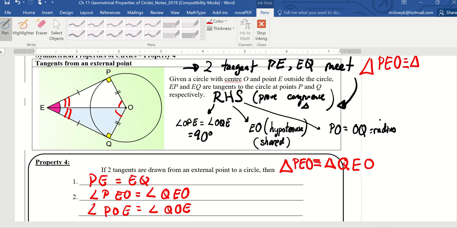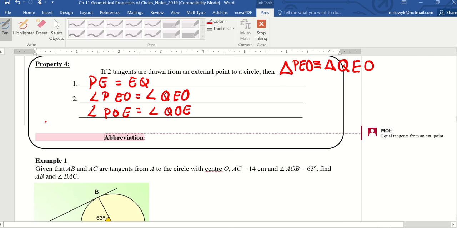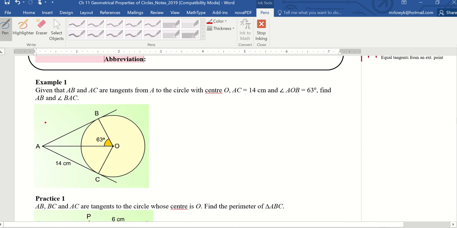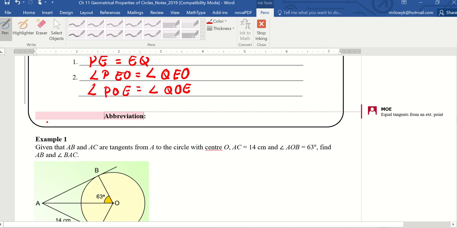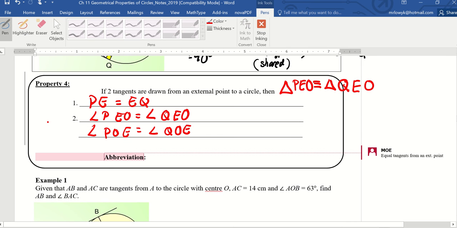Equal tangent from external point. Yeah, a bit long, huh? Equal tangent from external point.